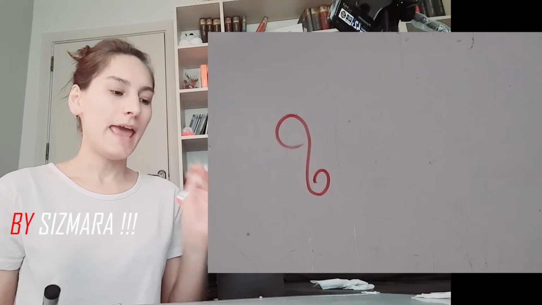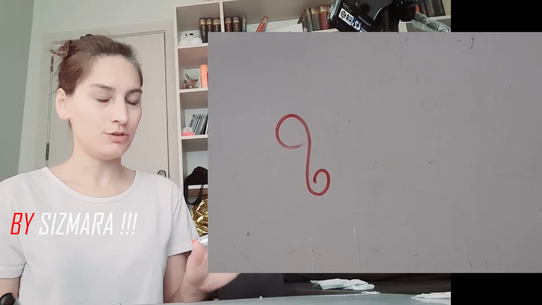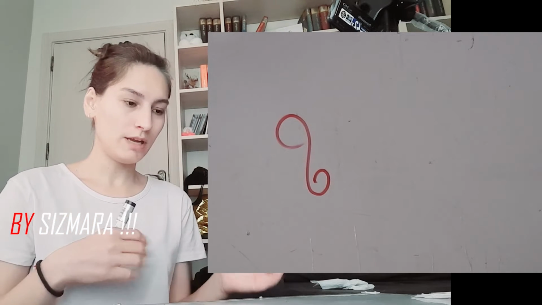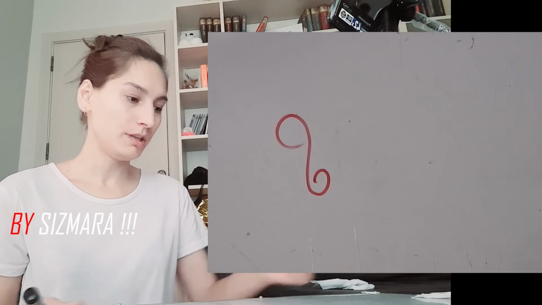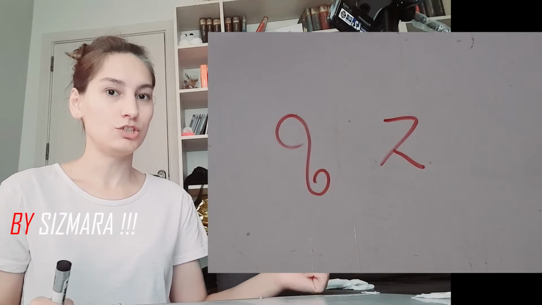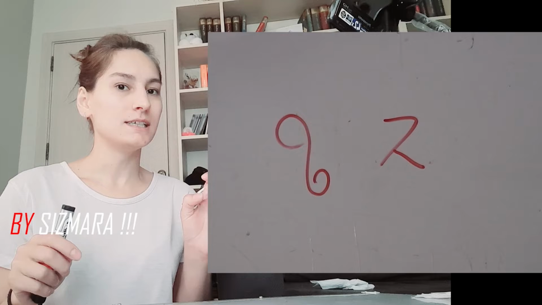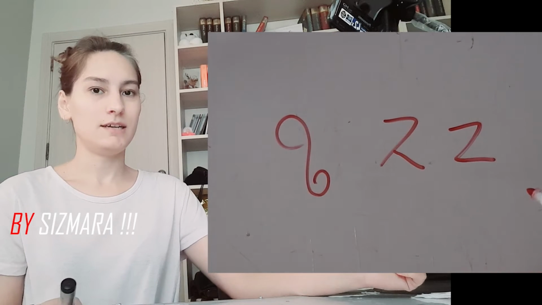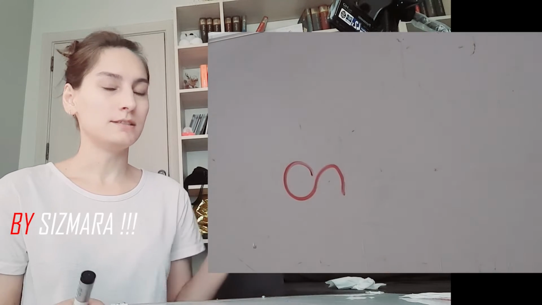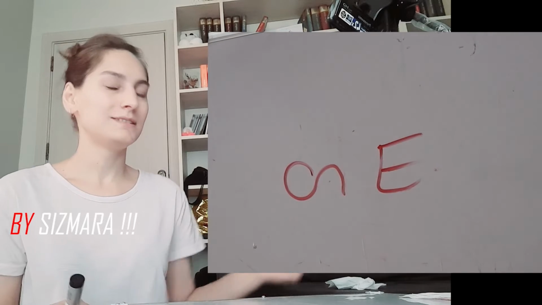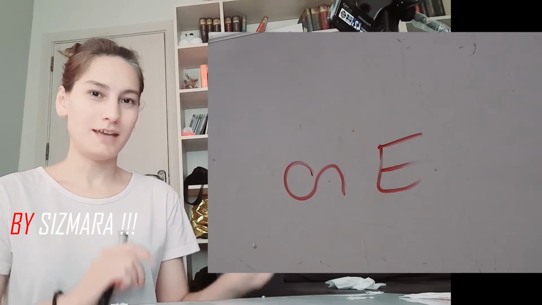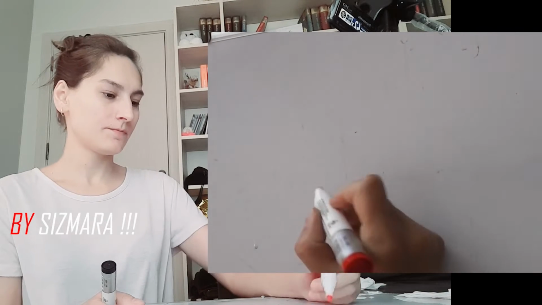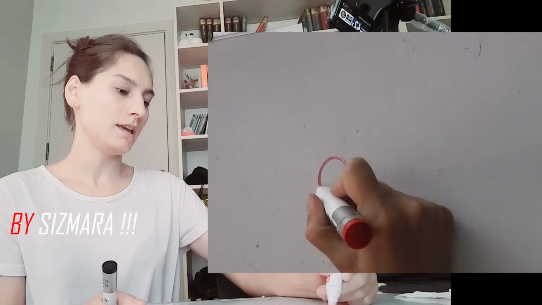Actually, Z is also not in the Korean language, and when we want to write down Z in Korean, we use the J letter. But it's not J, it's Z, like zebra. It's Z in English. The next one is T. It's T everywhere. T sound. Next one is E. Just like this.